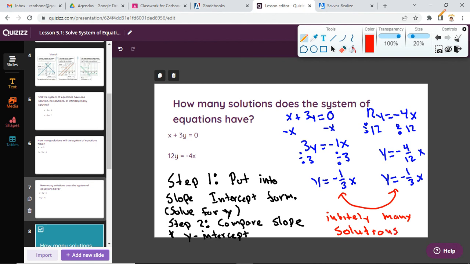Alrighty, just to review our steps here. Step 1 is put them into slope-intercept form or solve for y. Step 2 is to compare your slope and your y-intercept.